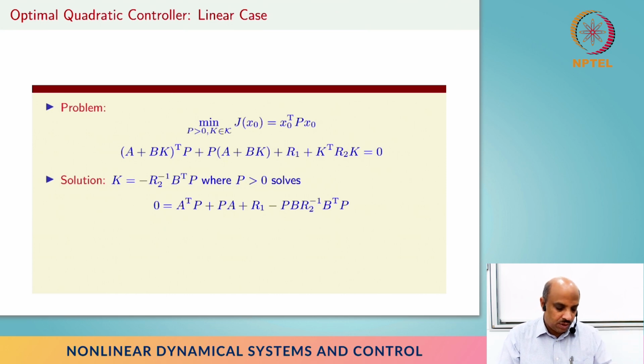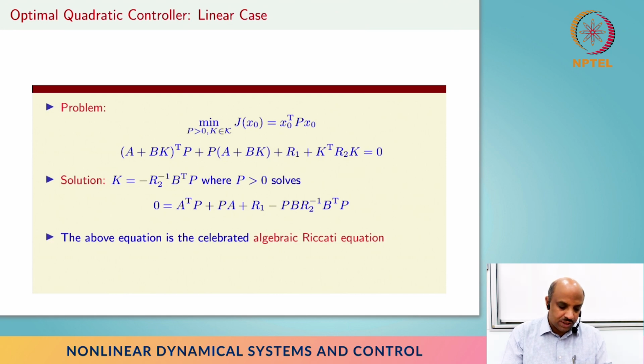The solution to this happens to be K equals minus R2 inverse B transpose P.